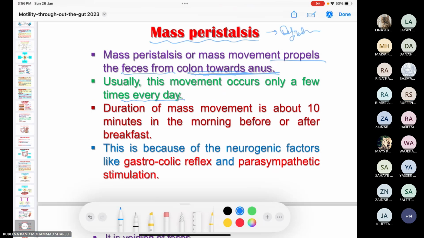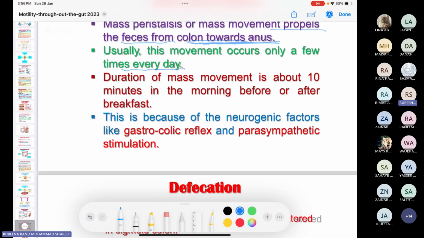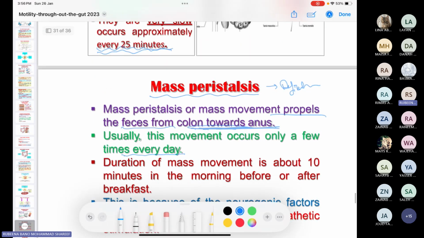Defecation, okay? Mass peristalsis is responsible for defecation. Usually this movement occurs only a few times every day, as I said. And it occurs 10 minutes in the morning before or after breakfast, right? You might have observed that in the morning when you take your tea, coffee, or any solid food, you feel like visiting the washroom for defecation, right? So this is because of this mass peristalsis.